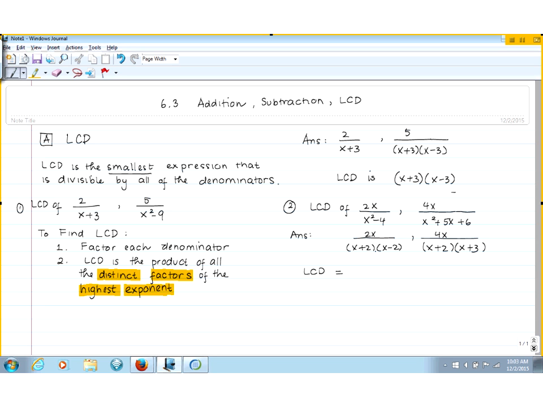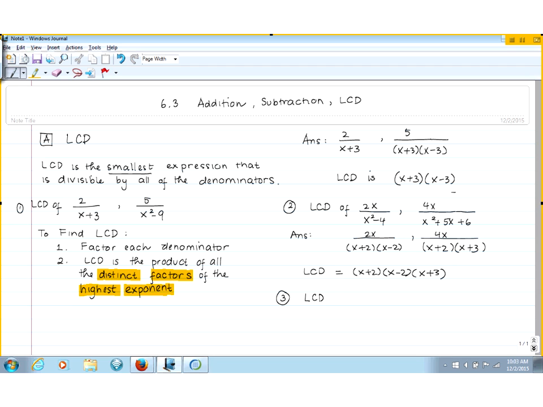So tell me the LCD. Write down the distinct factors: x plus 2 times x minus 2. And then this x plus 2, did I already write x plus 2 here? Yes, so I don't write it again. Then this is x plus 3. So the LCD is x plus 2, x minus 2, times x plus 3. Is it clear or no?